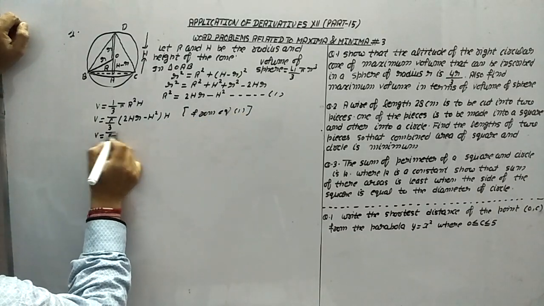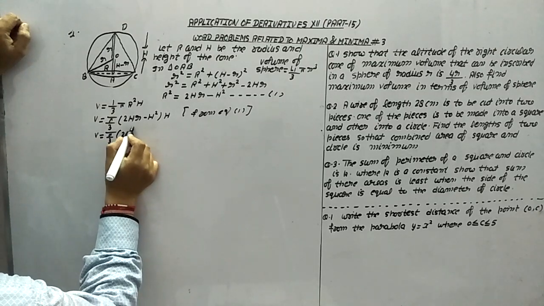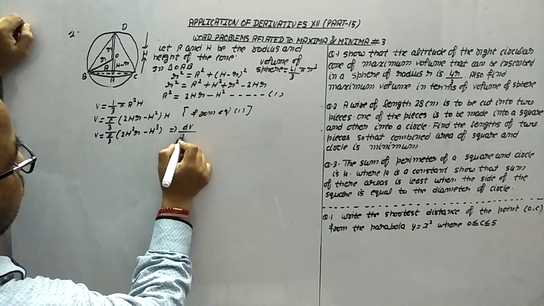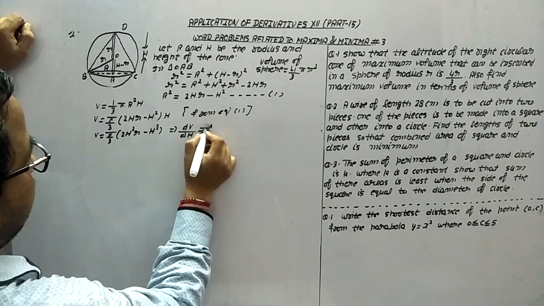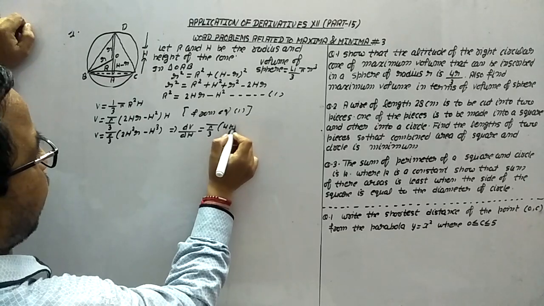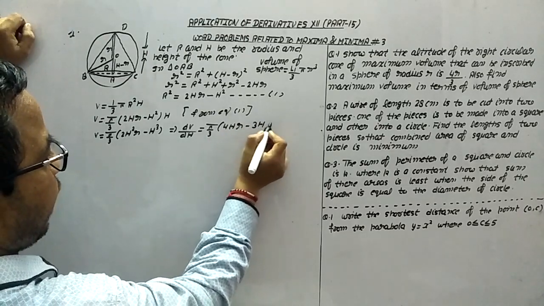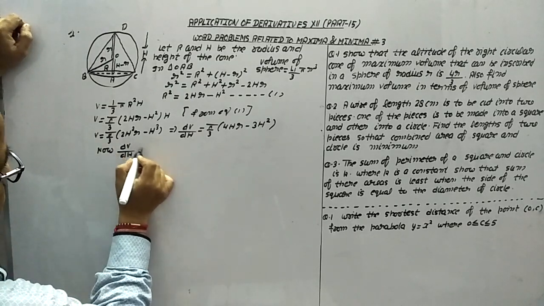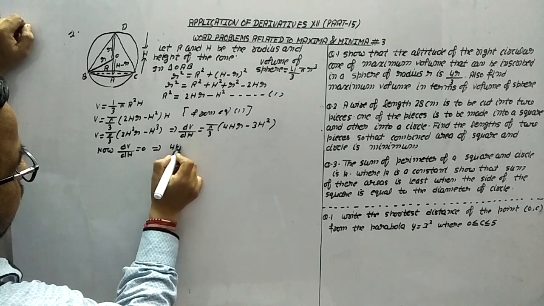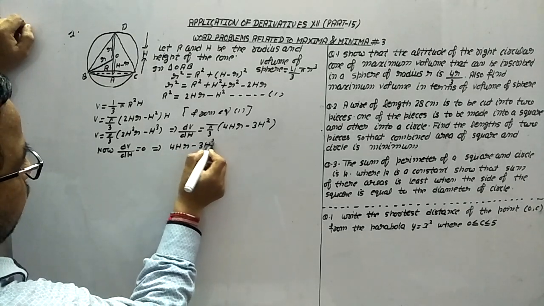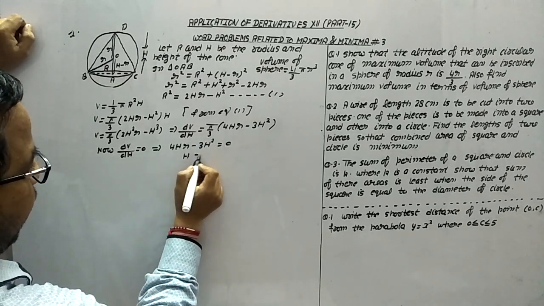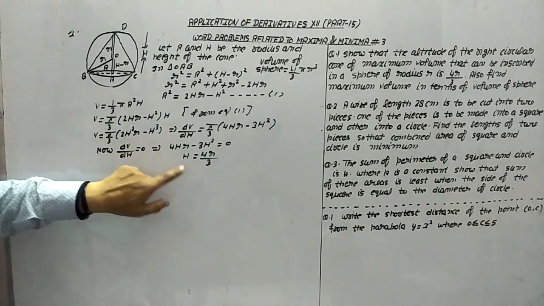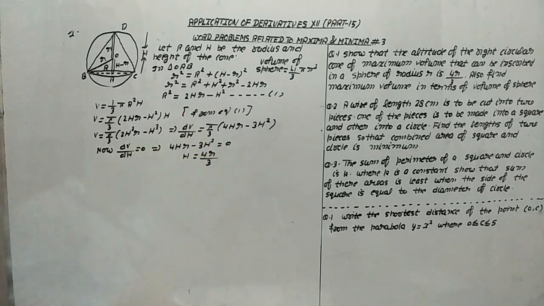So what we will get now? V is equal to pi by 3 (2H square r minus H cube). It implies that dV over dH is equal to pi by 3 (4Hr minus 3H square). Now dV over dH is equal to 0. It implies that 4Hr minus 3H square is equal to 0. It means H is equal to 4r by 3. So one part is already proved, that the altitude is 4r by 3.